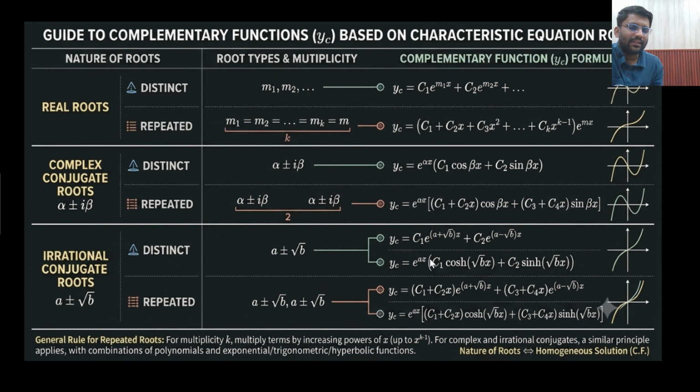If they were alone, then C1 C2 would have come. Since they are repeated, in place of C1 you will get C1 plus C2x, in place of C2 you will get C3 plus C4x. Job done. That's it.